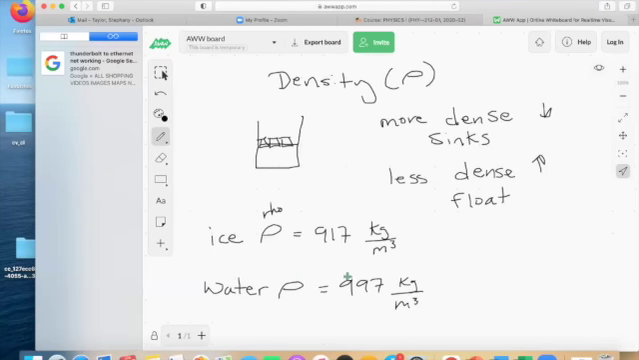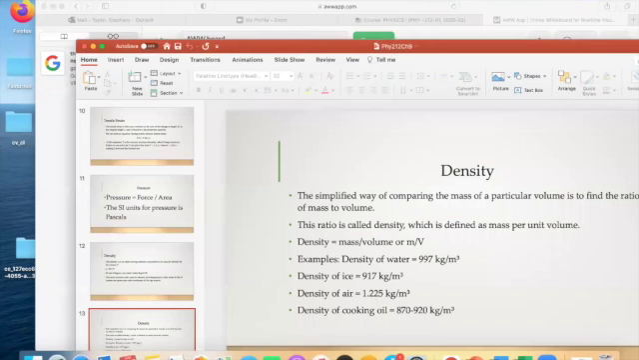Since the water density, 997, is greater than 917, your water is going to be here. Water will sink, ice floats. So less dense floats, more dense sinks. This is something that you need to keep in mind. You will see it again. And if you've ever mixed oil and water before, you'll notice that the cooking oil will always float on top of the water, and that is because it is less dense than the water.